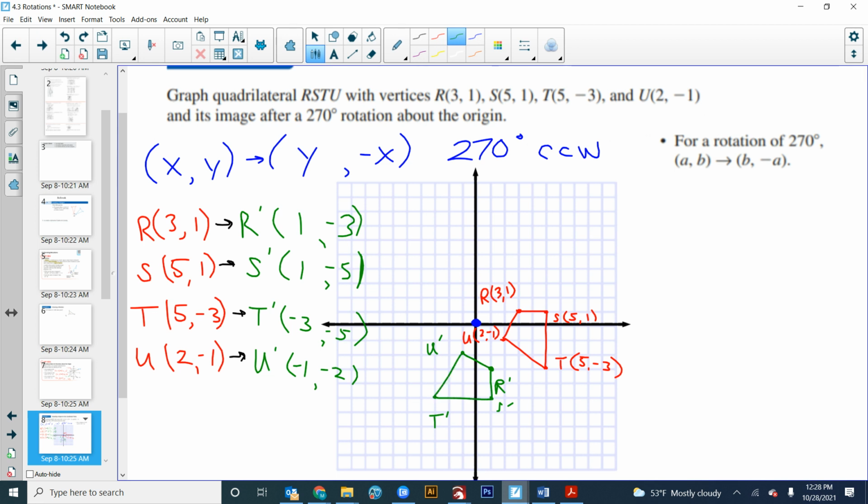Give it the eyeball test. Does it look like it's been rotated 270 degrees? First of all, the first eyeball test is, has it changed shape at all? Did it change shape? No, it looks like we kept it the same shape, right? Did it change size at all? No, so we've been calling these rigid motions. They don't change shape or size. So is the location correct then?